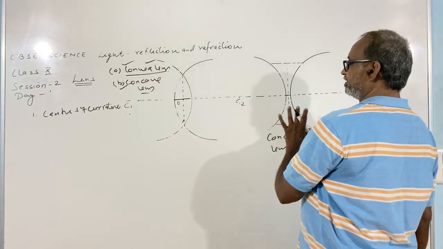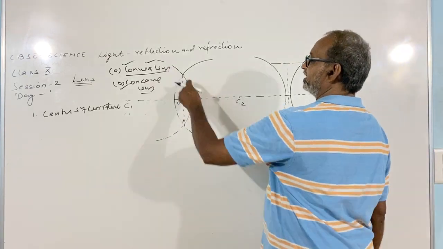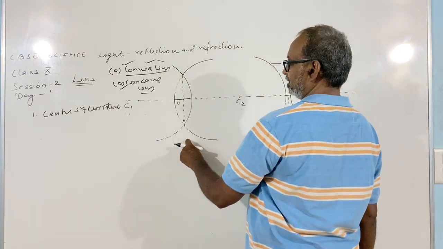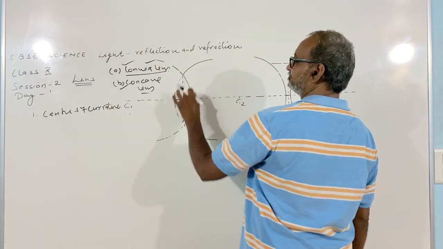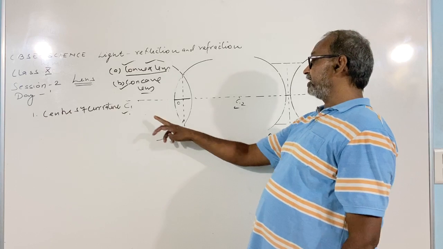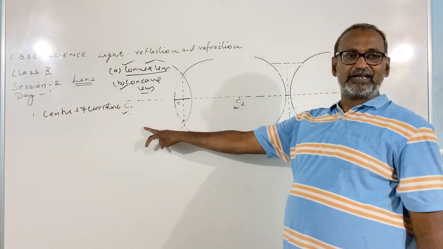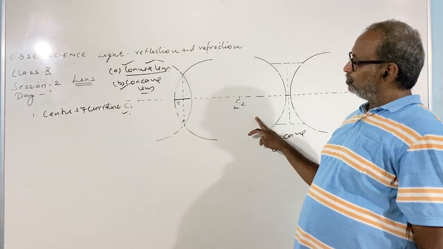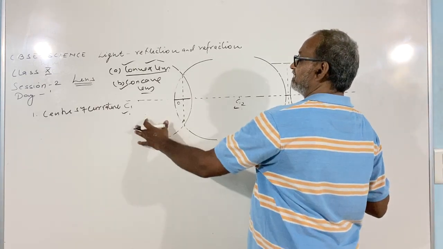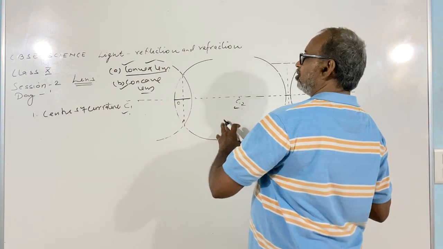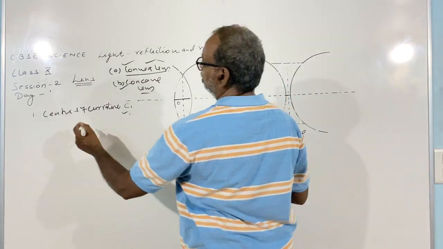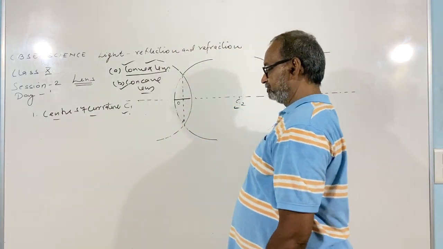Biconvex lens and biconcave lens have two spherical surfaces, you can see. These are the two spherical surfaces. And obviously these two spherical surfaces have two centers, which are denoted by letters C1 and C2. So the centers C1 and C2 of the two spherical surfaces of a lens are called centers of curvature.